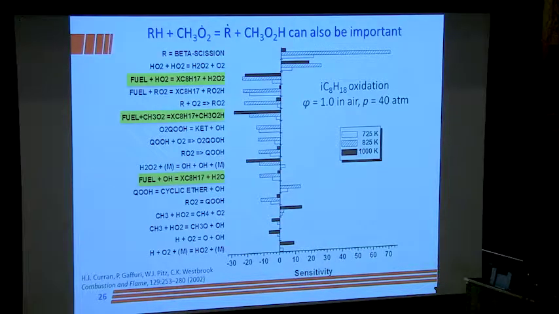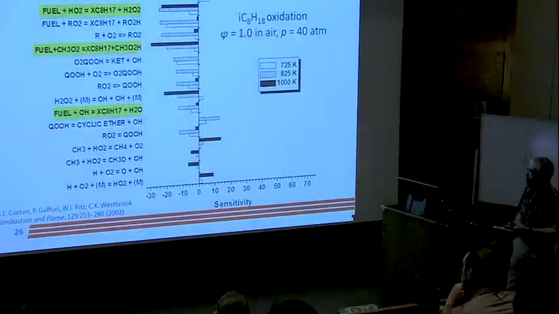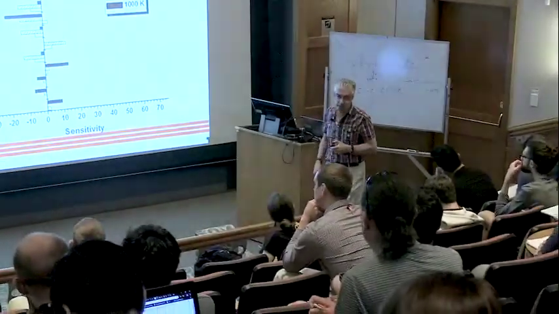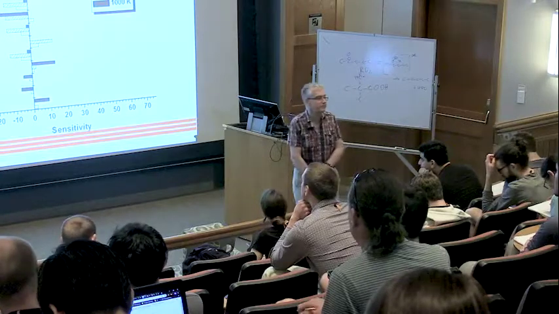Okay? So I haven't been talking about this at all. This is kind of out of the blue now. I was talking about fuel plus OH. Now I've been stressing fuel plus HO2 because of concerted elimination producing HO2. But now we have fuel plus CH3O2. Where is that coming from?